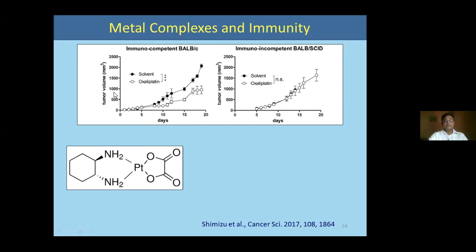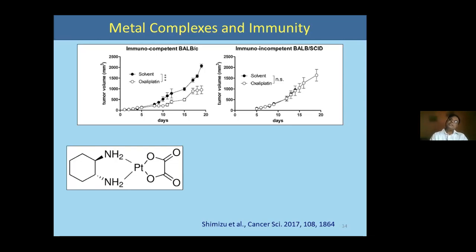But when the same thing was done with immuno-incompetent mice, what happens? They found that the oxaliplatin is not working at all. That means for the success of this platinum-based cancerous drug, it is important that the immune system is also present inside the body.